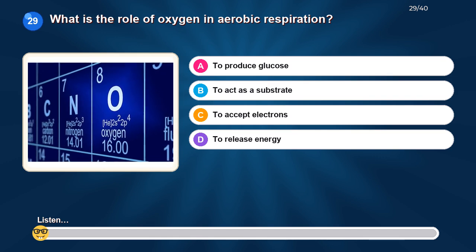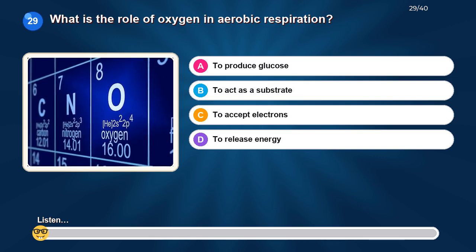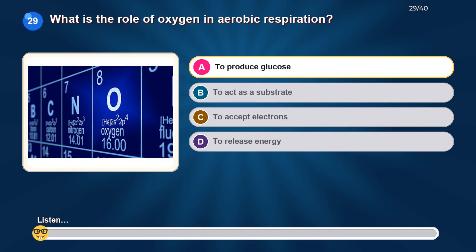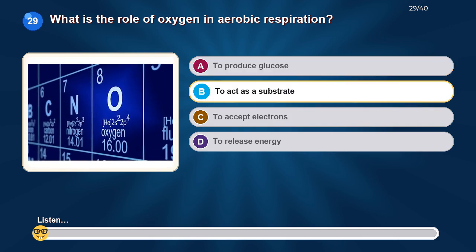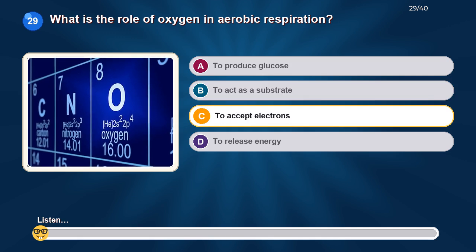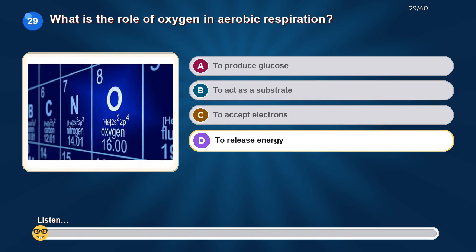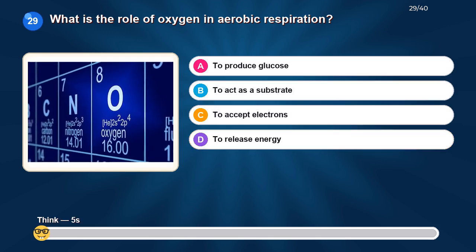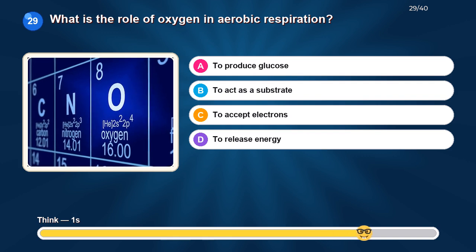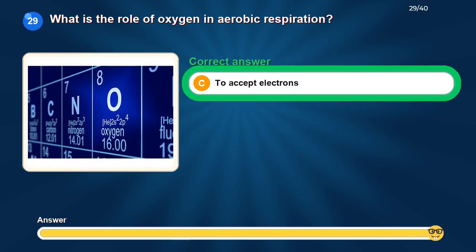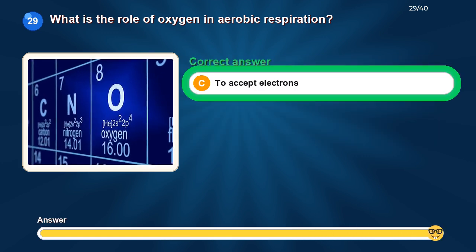What is the role of oxygen in aerobic respiration? Option A, to produce glucose. Option B, to act as a substrate. Option C, to accept electrons. Option D, to release energy. The correct answer is to accept electrons.